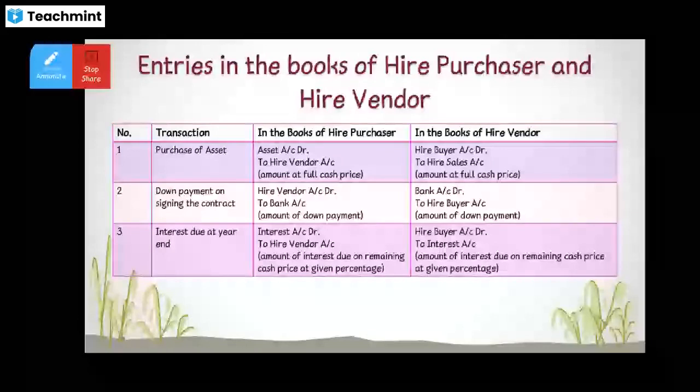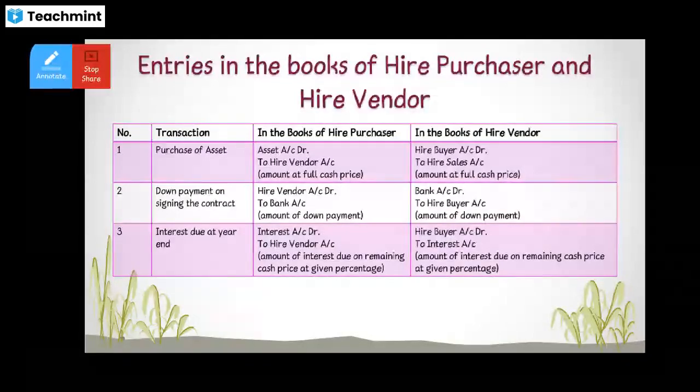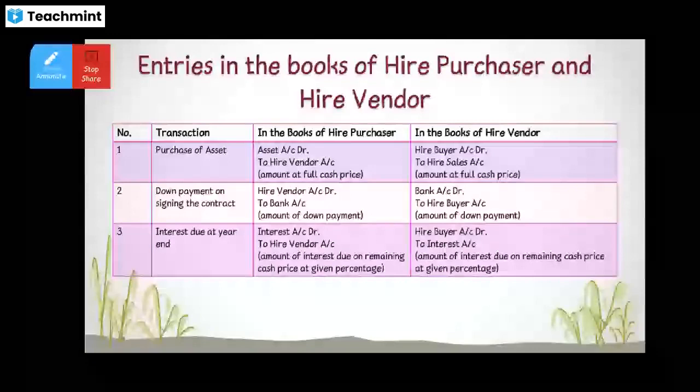When the goods are purchased, both the parties come into an agreement which is called a hire purchase agreement. Right. Now, at the signing of this agreement, the hire purchaser will give some amount of that full cash price to the hire vendor, and that amount is called initial payment or down payment. Why is it called initial payment? Because it is paid at the initiation of the transaction, that hire purchase transaction. So this payment initiates your transaction, that's why it is initial payment.